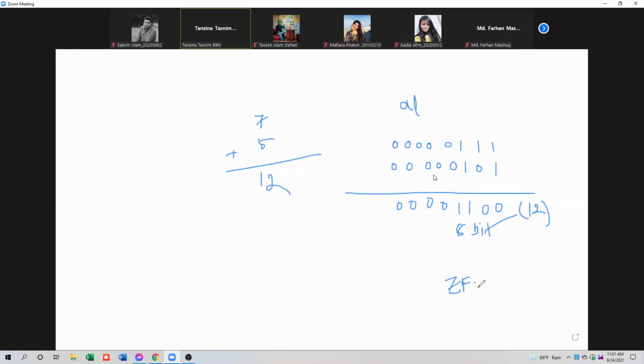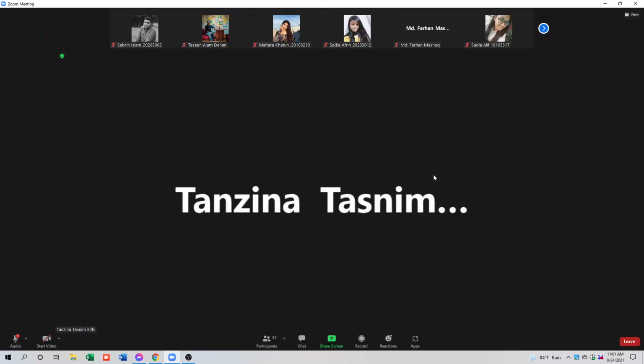At that time, the value of the zero flag register will be 0, because the result of the previous arithmetic operation is not 0, it's greater than 0. So when the result is 0, the value of the zero flag register will be 1 because it's true for the previous result. If the result is not 0, then the zero flag register value will be 0.